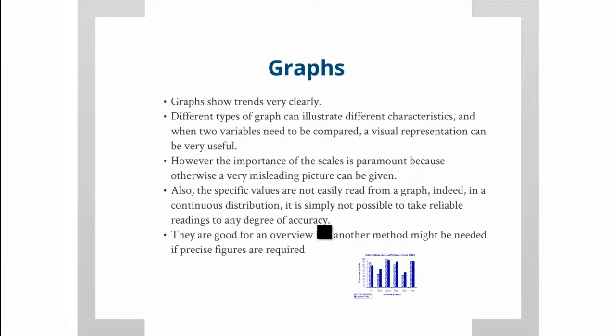Graphs show trends very clearly. Different types of graph can illustrate different characteristics, and when two variables need to be compared, a visual representation can be very useful. However, the importance of the scales is paramount because otherwise a very misleading picture can be given. Also, the specific values are not easily read from a graph. Indeed, in a continuous distribution, it is simply not possible to take reliable readings to any degree of accuracy. They are good for an overview, but another method might be needed if precise figures are required.